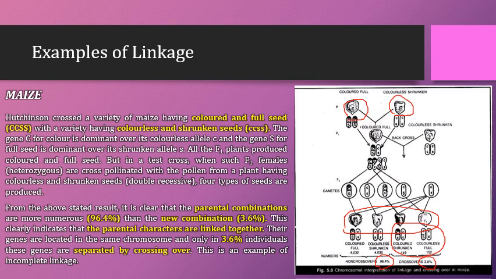This clearly indicates that parental characters are linked together. Their genes are located in the same chromosome and only in 3.6% individuals the genes are separated by crossing over. This is an example of incomplete linkage.